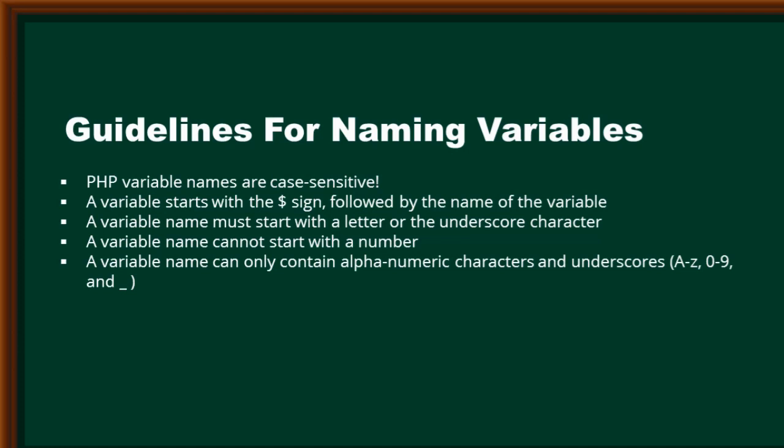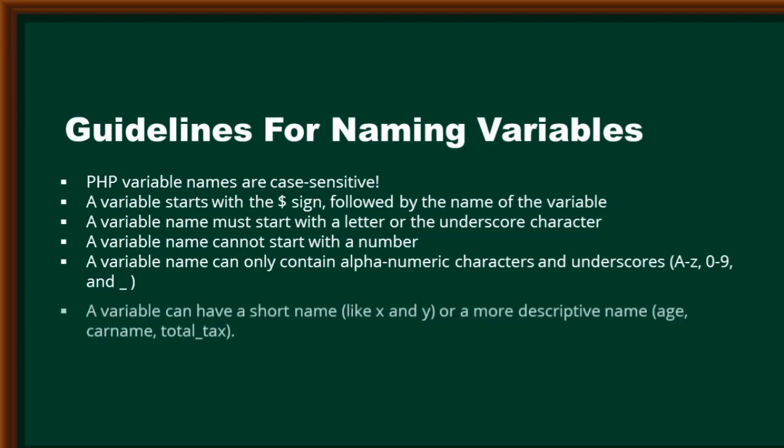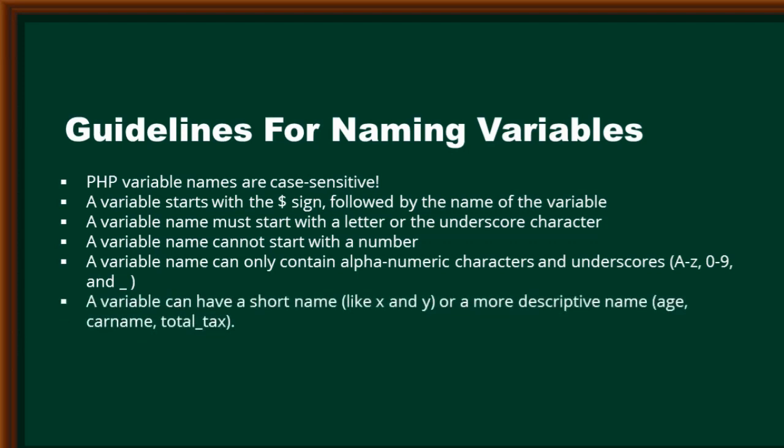A variable can have a short name. You could call a variable X or Y or Z, or you could give a variable a more descriptive name that reflects what the variable is storing. For example, you can call a variable age, car name, tax number, or tax total, or whatever. But you can make your variable names as descriptive or as short as you want.